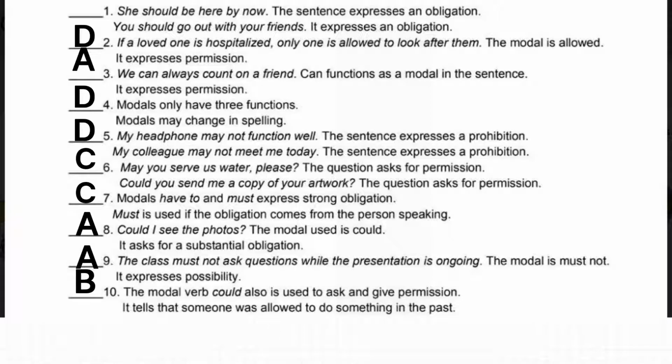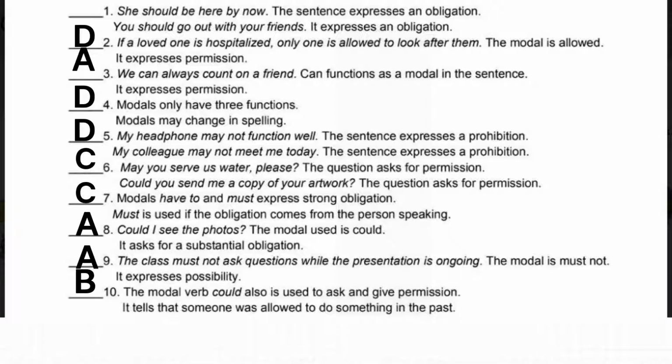Both statements are correct. Number 8. The answer is A, because it's correct that truth is the modal in the sentence, but it's incorrect that it expresses substantial obligation. Remember, modal could is used to ask for permission. Number 9. Letter A is also the answer. Statement 1 is correct. Must not is the modal used, but statement 2 is incorrect. It expresses prohibition.